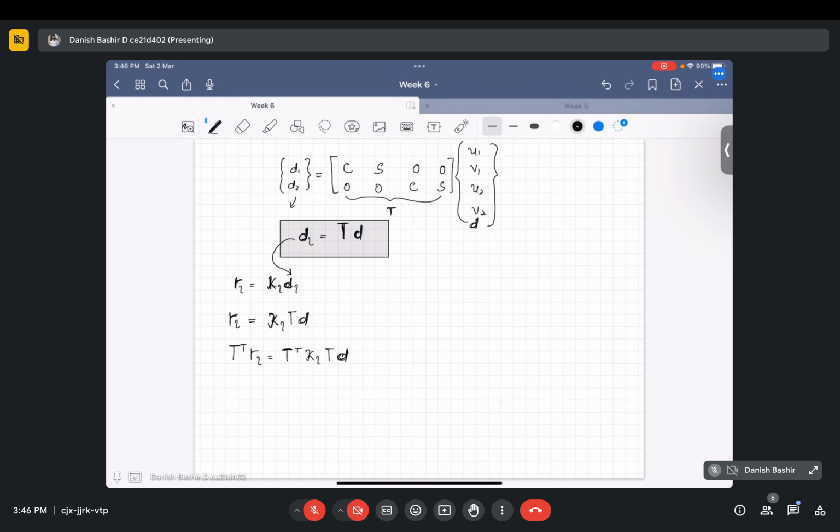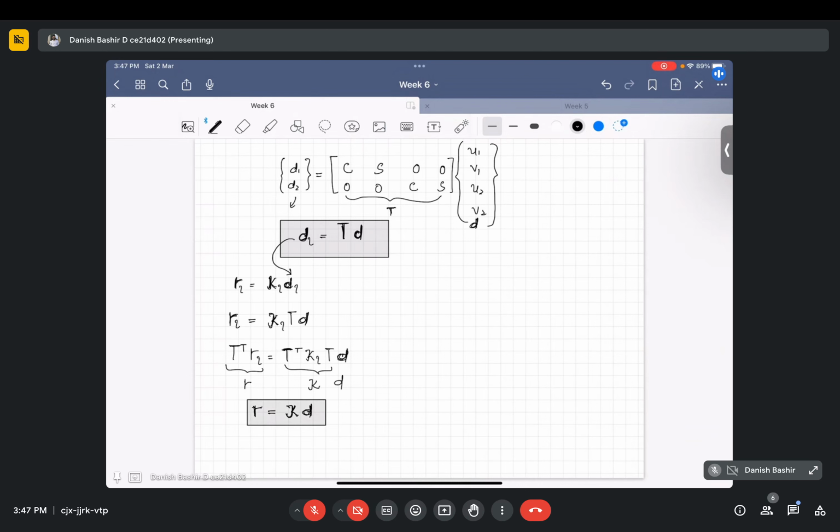Okay. What we did is that we can replace T transpose KL T by one thing, that is K, and T transpose RL we can replace by R, and this is D. So our equation will be R equals KD. Okay, this is our equation in the global system. Again we are getting the same equation, that is F equals KX.